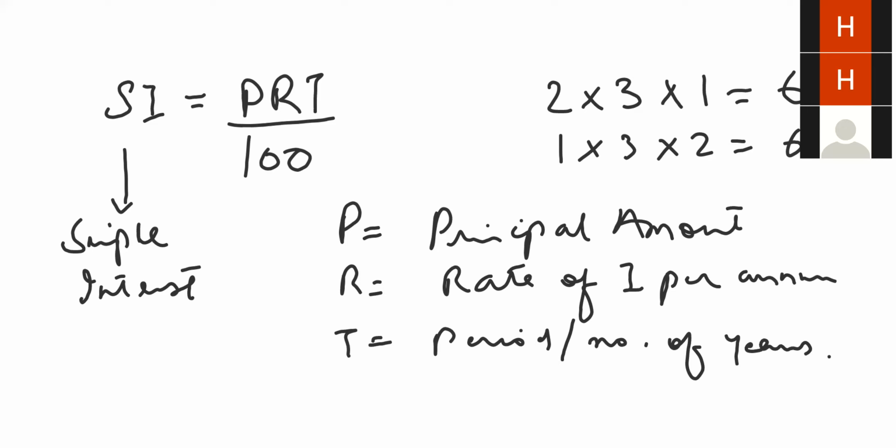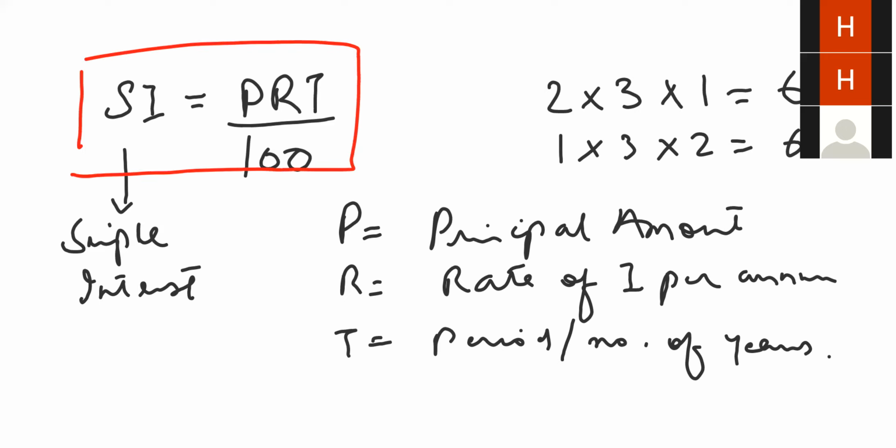So if they say that you have to find the simple interest over a period of 4 years, your T would become 4. So T basically represents time, the time period, the number of years. When you find the simple interest by the formula of PRT over 100, you'll get the amount of interest that is added to your amount.